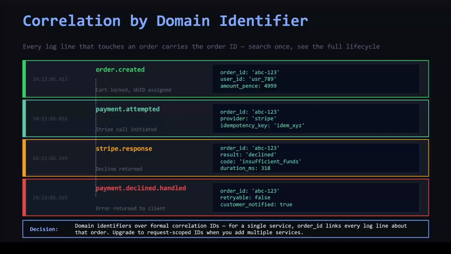Every log line that touches this order includes the order ID. If a user files a support ticket about order ABC123, I search the logs for that ID and see the complete lifecycle as a sequence. This is sufficient for a single service. The failure mode worth understanding: a domain identifier links all logs about the same order, but it doesn't link all logs from the same request across multiple services. When I add background workers or separate services, I'll add a request-scoped correlation ID. The upgrade is straightforward. The foundation, consistent field names, structured logs, business event identifiers, these are already in place.